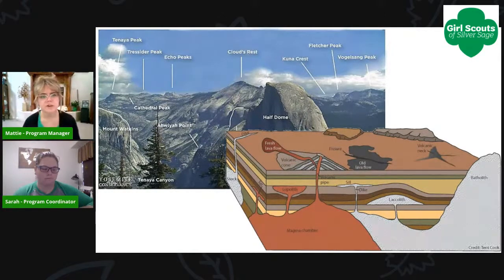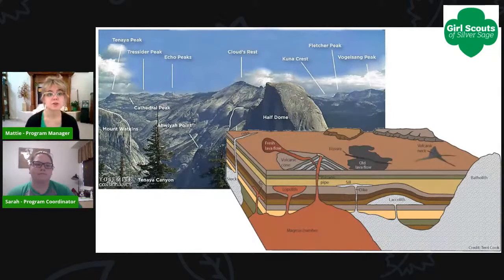If you joined us for some of our last webinars, lives, we talked a lot about volcanism and some of the features with volcanoes. So what I have here is a cross section of what could be under a volcano. And what I really want you to look at is the section called magma chamber.